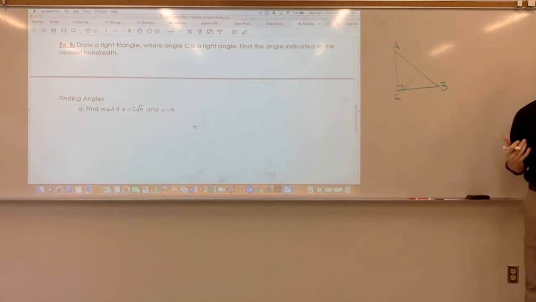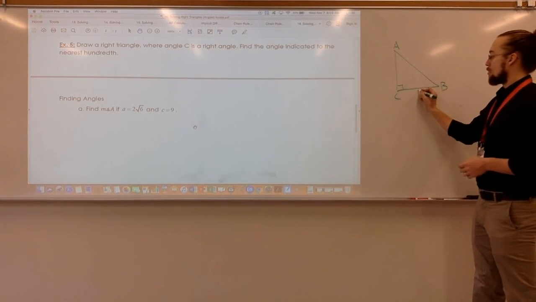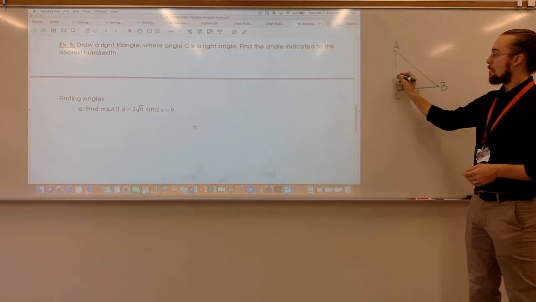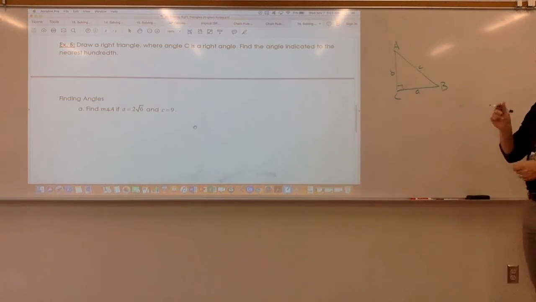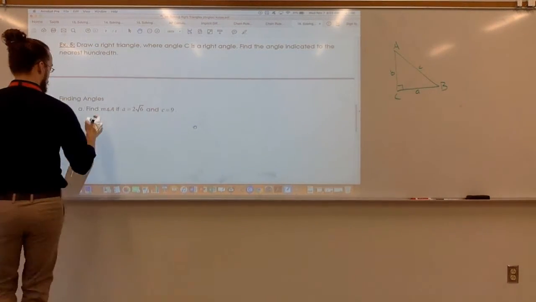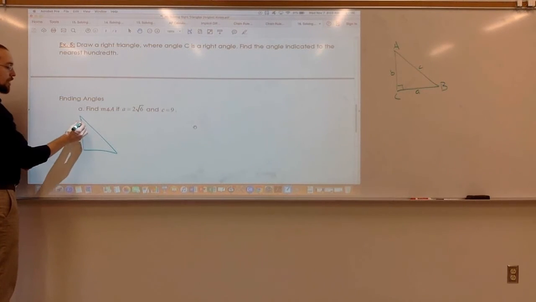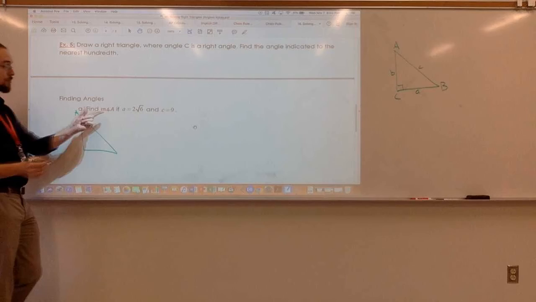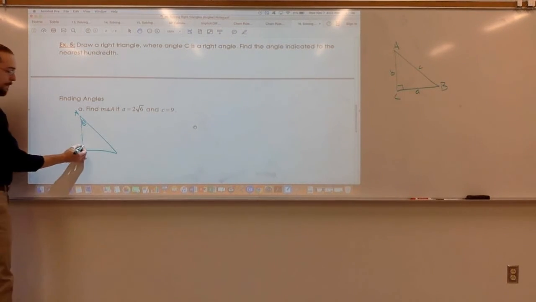Capital A, capital B, and capital C are the angles. Then the side opposite angle A is little a, the side opposite angle B is little b, and the side opposite angle C is little c. So I can draw my triangle now, given this information. My goal here is to find angle A. That's my theta. If it says find the measure of angle A, that's where my variable is going to go.